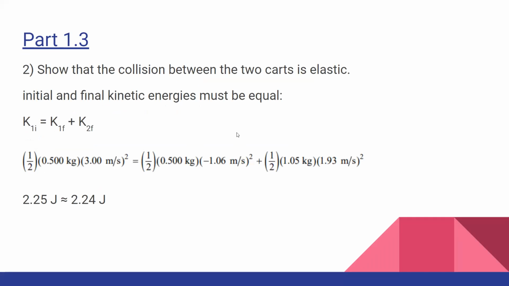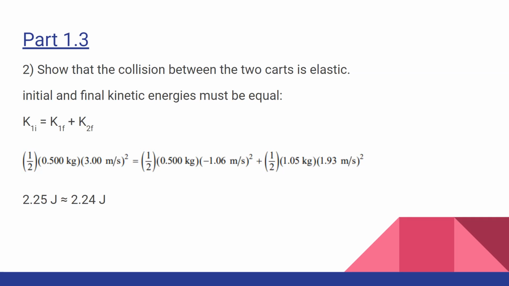Part 1.3 asks to show that the collision is elastic. Now, an elastic collision, since I've talked about this before, I'll just go over it quickly. It's a collision in which there is no loss in kinetic energy. So what you would do is use that definition and try to find the initial and final kinetic energies. And if they're equal, that means the collision is elastic.